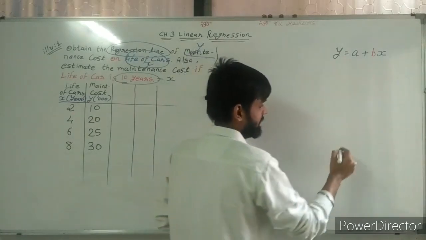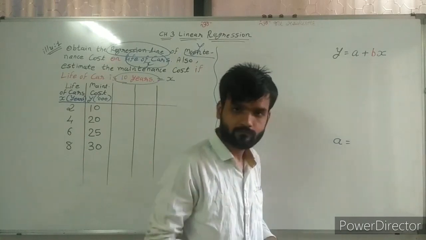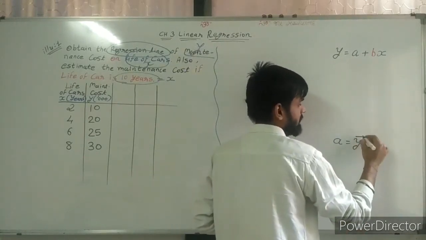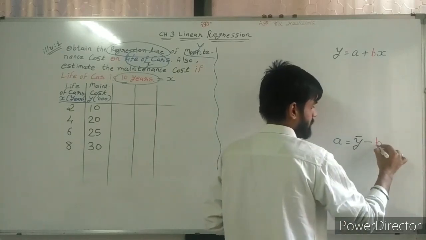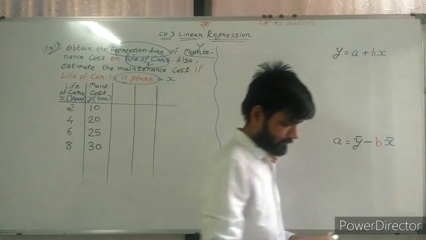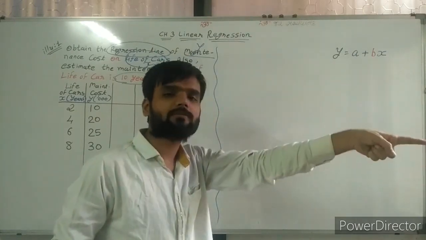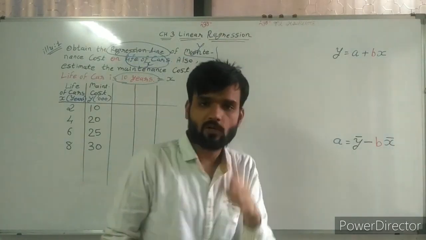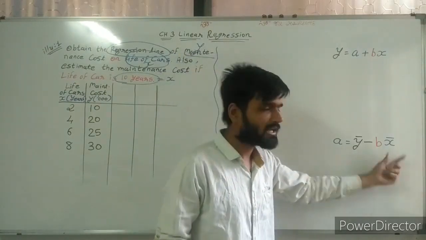So how can we find a, sir? So a is equal to y bar minus b x bar. This is my second formula. That is also learned in the last lecture. So a is equal to y bar minus b x bar. For that what do we need? We need y bar, x bar and b.